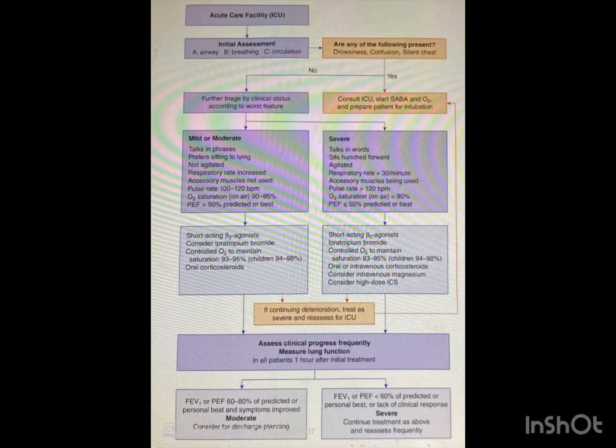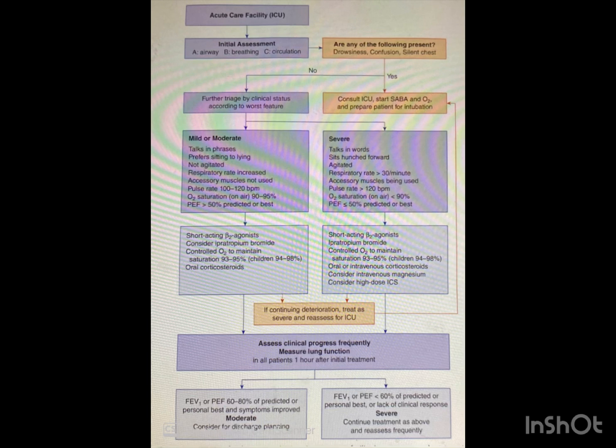Treatment of acute exacerbation includes the initial assessment: airway, breathing, circulation, and we will check whether the patient is having drowsiness, confusion or silent chest. If these things are present, then we will consult ICU, start SABA and oxygen, and prepare the patient for intubation. If the patient is not having these symptoms, then we will do further triage by clinical status and according to the worst features.